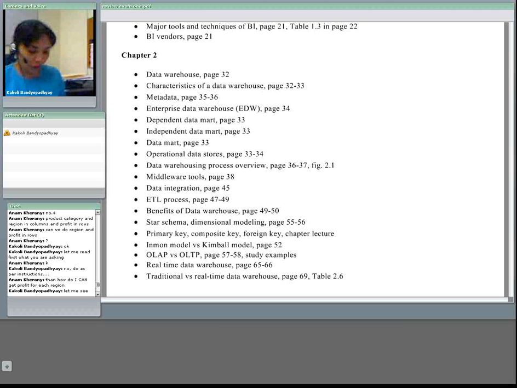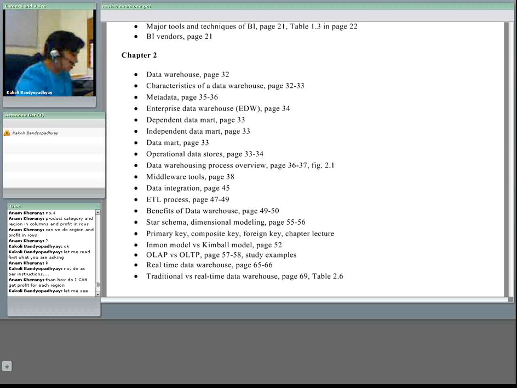You need to know what are operational data sources. Okay, now regarding the independent and the dependent data mart, remember that independent data mart is a small warehouse designed for a strategic business unit or a department. Okay, but its source is not an enterprise data warehouse. And a dependent data mart is a subset that is created directly from the data warehouse. These are the two differences.